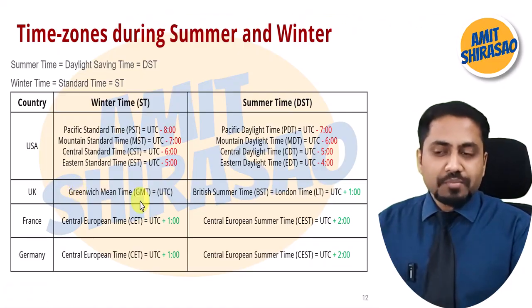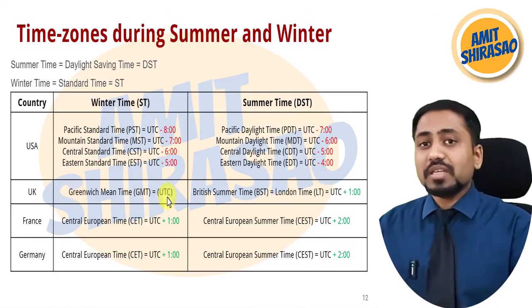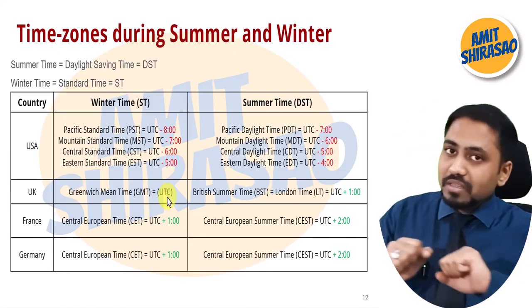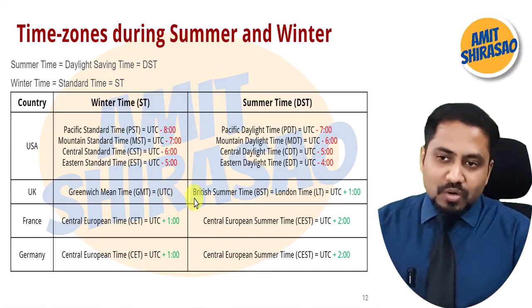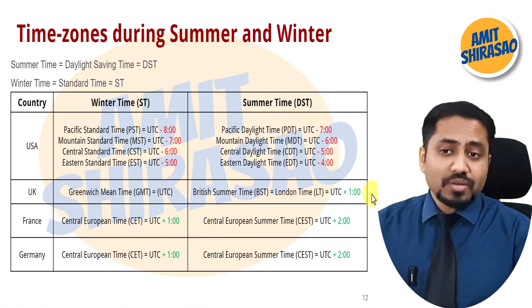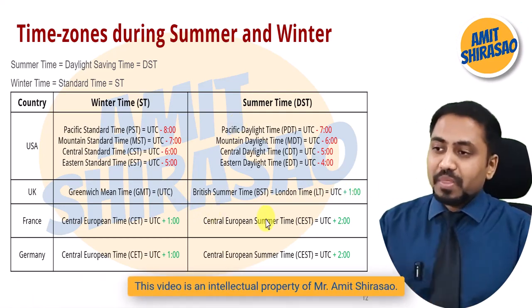UK follows GMT, also called as UTC, during the winter, but in the summer they always advance their clock by 1 hour. So now during the summer they will be following UTC plus 1.